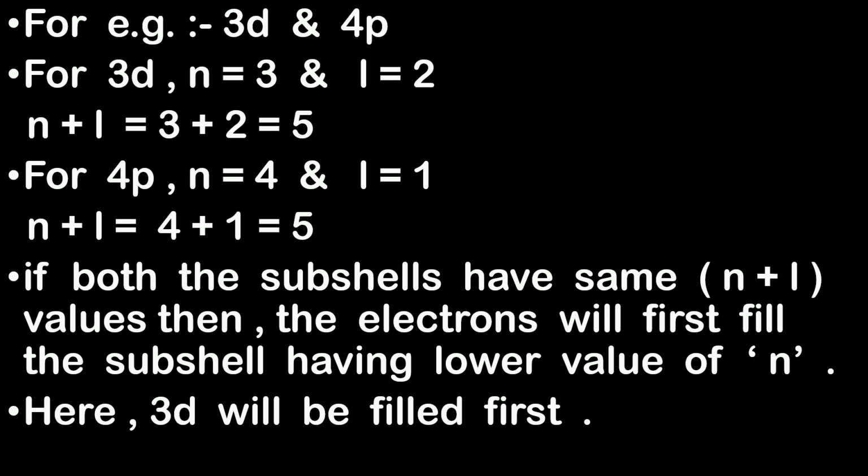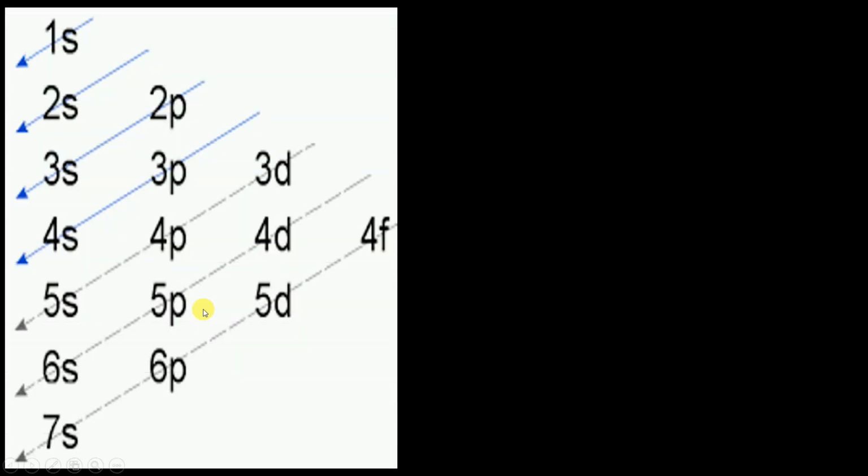Now considering all these points which are studied under the Aufbau principle, one diagram was given to us by Aufbau. Let us understand this diagram. What is the meaning of this diagram? See, in this diagram, there are certain diagonals drawn. Now, what is the use of these diagonals?